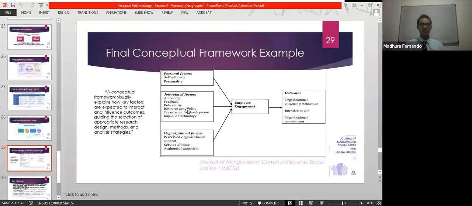When conducting the research, a conceptual framework visually explains how key factors are expected to interact and influence outcomes, guiding the selection of appropriate research design methods and analysis strategies. Now, you use different strategies to describe this. Descriptive design you can use to describe and measure these personal factors. Each of these variables can be described using descriptive design.